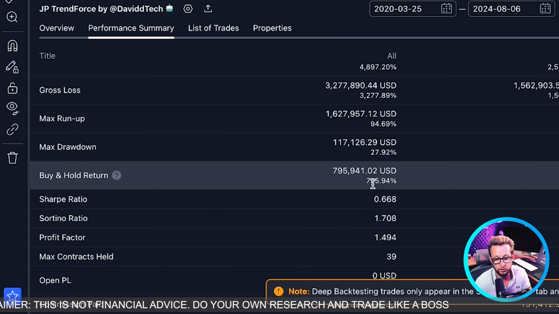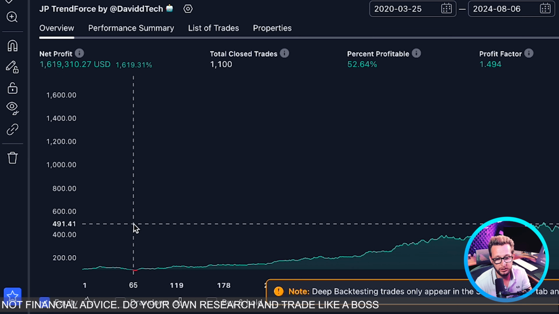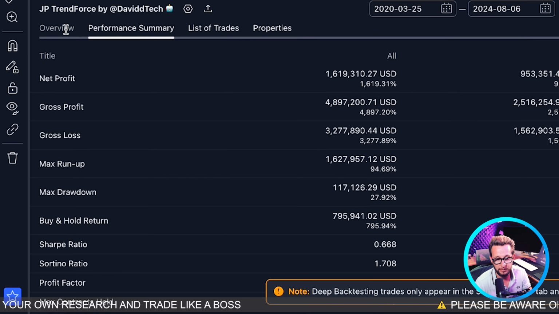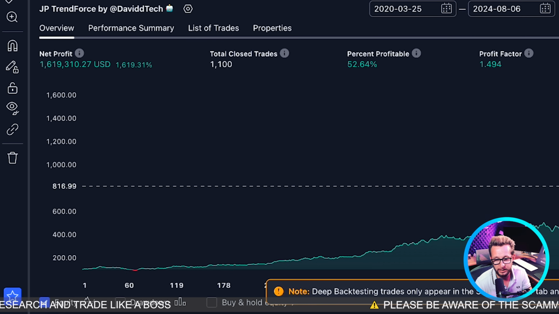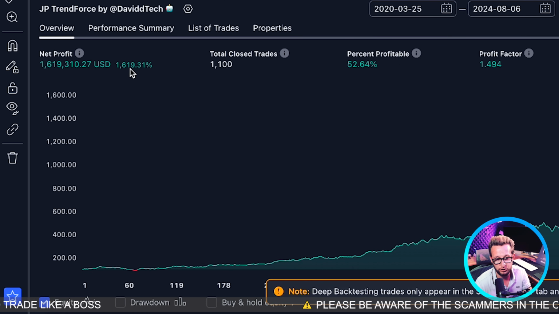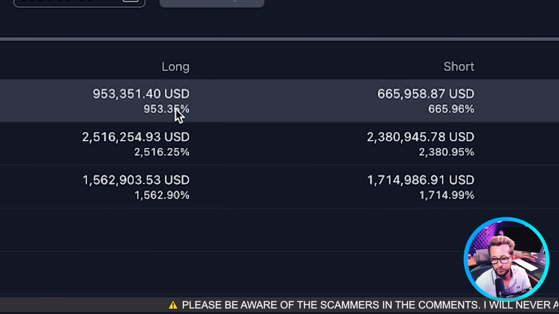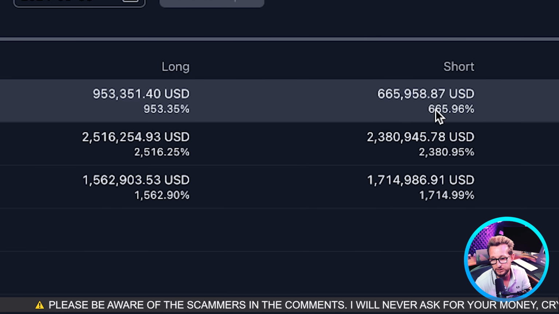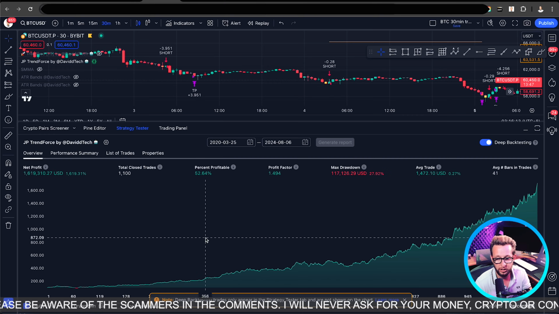We have 795%. If you were to purchase BTC all the way back here, you would be up 795%, and this strategy absolutely exploded that. We have 1,619% net profit. Absolutely brilliant. The longs and the shorts look pretty equal when you look. We made 953% from longs and 665% from shorts. Looking pretty good to me.